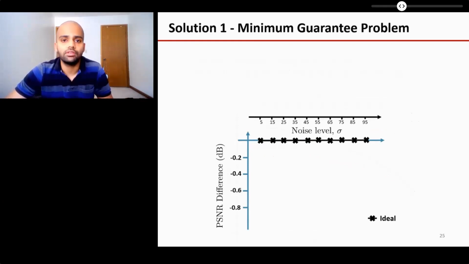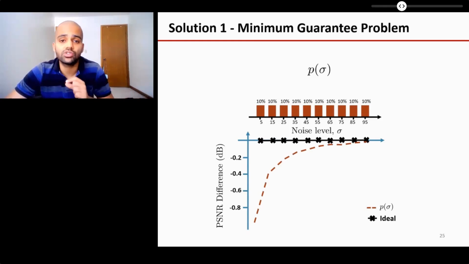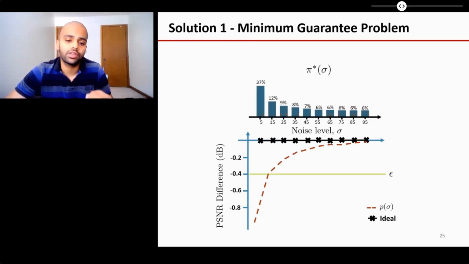For our first example, we choose a testing distribution which is uniformly distributed across all the noise levels. The corresponding PSNR difference curve looks like this. You can see that the difference is almost 1 dB at the lowest noise level and almost 0 at the highest noise level. For problem 1, we choose an epsilon of 0.4 dB, and our algorithm gives this as the distribution, and the corresponding PSNR difference curve looks like this. You can see that the PSNR difference is always smaller than 0.4 dB.